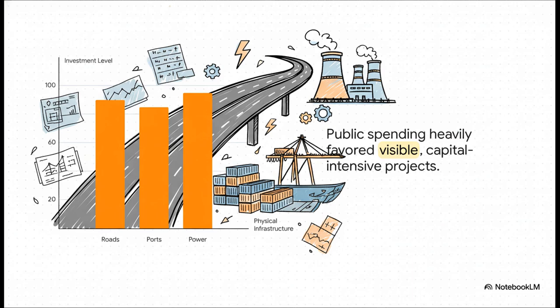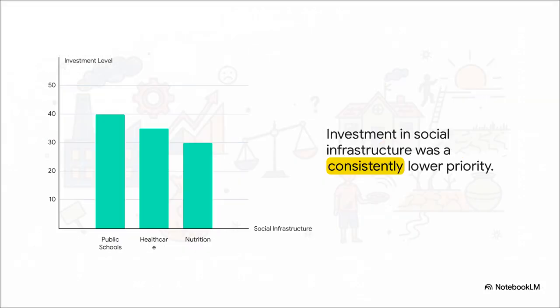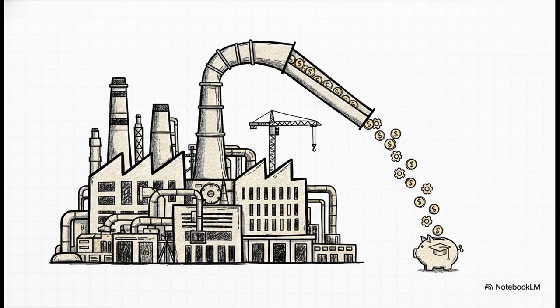So when you look at the data, it's clear that public money was overwhelmingly poured into what we call physical infrastructure. The big, visible, capital-heavy projects like highways, ports, and power plants. All the stuff that directly helps out industrial activity. And this is where the contrast becomes really stark. Investment in social infrastructure, the things that actually build up people, like public schools, healthcare, and nutrition programs, that was consistently a much lower priority in the budget. What this meant, according to the source, is that education wasn't seen as this fundamental engine for creating a skilled workforce. Instead, it was treated almost like an afterthought, something to be funded with whatever money was left over. And, as you can imagine, that had some serious long-term consequences.